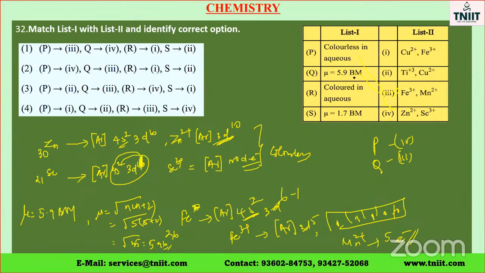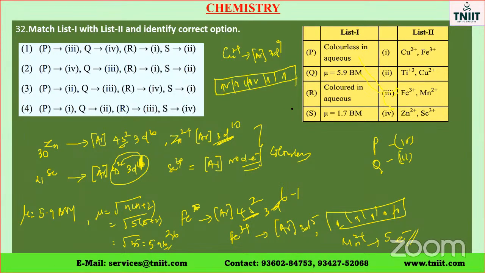Colored in solutions. So, copper 2 plus. If you take copper 2 plus, this will have electronic configuration argon configuration and 3d9. So, when we say 3d9, it has an unpaired electron. The d subshell has 5 orbitals, and with 9 electrons, 1, 2, 3, 4, 5, 6, 7, 8, 9, we have one unpaired electron.